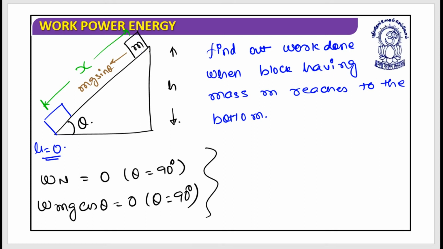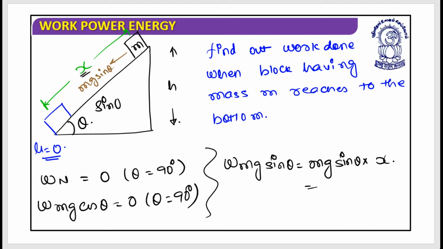Yes. Now what about the work done due to mg sine theta? I can write like this. It's a force which is mg sine theta multiplied by displacement, and that displacement can be written as x. If I want to replace it, I can replace this according to this. Sine theta should be equal to h by x. From this, x is equal to h by sine theta. So this is mg sine theta multiplied by x, and x can be replaced as h by sine theta. So this sine theta has been cancelled, and this is mgh.